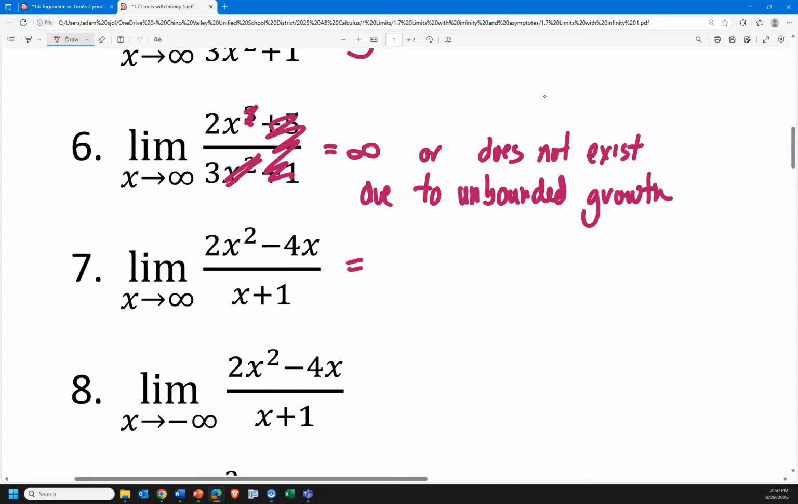So we're just going to say, a million, a billion, a trillion, 2 times a million squared overpowers negative 4 million. Negative 4 million is insignificant. Over a million is about 2 million over 1. It's not exactly that. Grab your calculator. It's pretty dang close. Anyways, 2 times a billion squared over a billion is about 2 billion, and 2 times a trillion squared over a trillion is about 2 trillion. This is also infinity or does not exist due to unbounded growth.